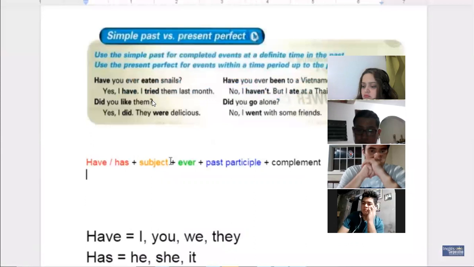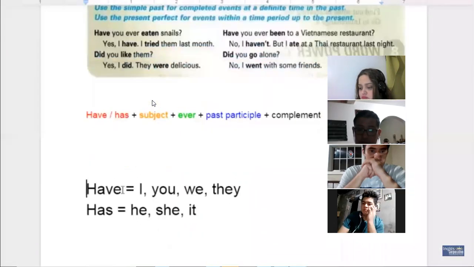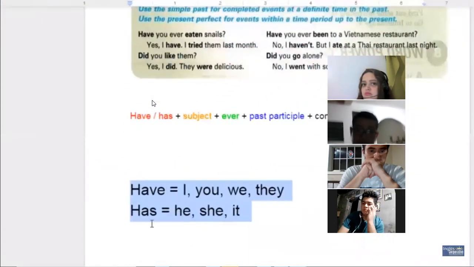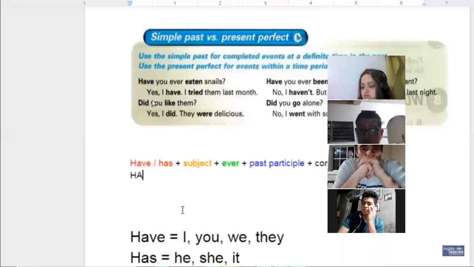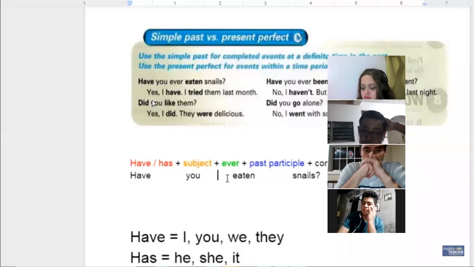In order for us to form the questions, the first thing that we should include is an auxiliary have or has. As I mentioned, we're either going to use have if I talk about I, you, we, or they, and we use has whenever we talk about the third person. So in this case, we're going to use have, and then this follows the subject, then this follows the word ever, and then the verb in its past participle form, and then whatever complement exists. So in this case, have you ever eaten snails? By the way, this word here is a frequency adverb, so sometimes you can remove it and the question will still be correct, but in this case, we want to use it. Have you ever eaten snails?